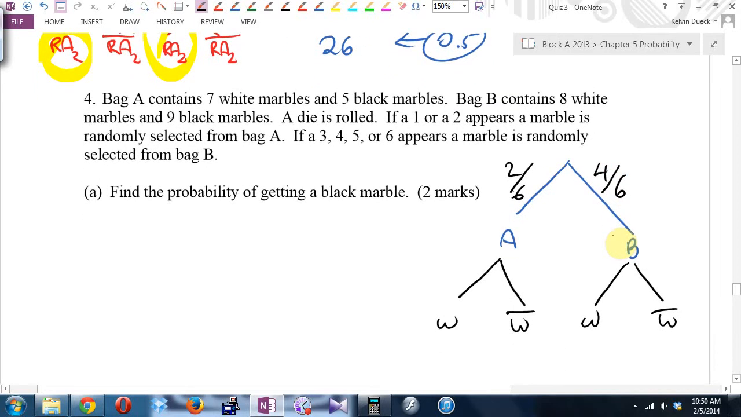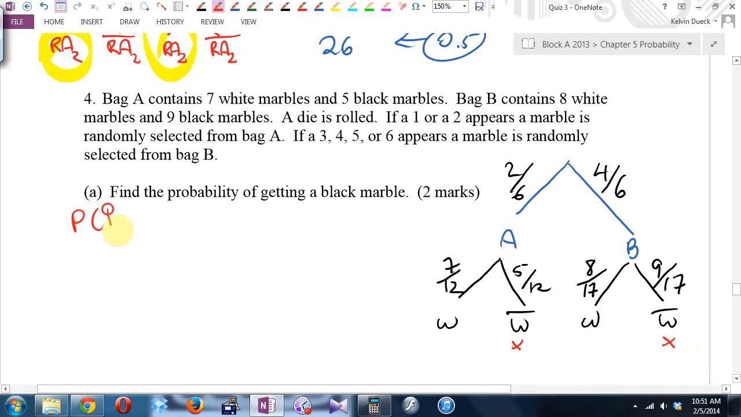Okay, now let's go look at bag A. How many are white? 7 out of 12, 5 out of 12. Bag B, 8 out of 17, 9 out of 17. Okay, A. Find the probability of getting a black marble. That's that branch or that branch. And again, I used not white instead of the letter B because I didn't want to confuse it with the B in the bag.